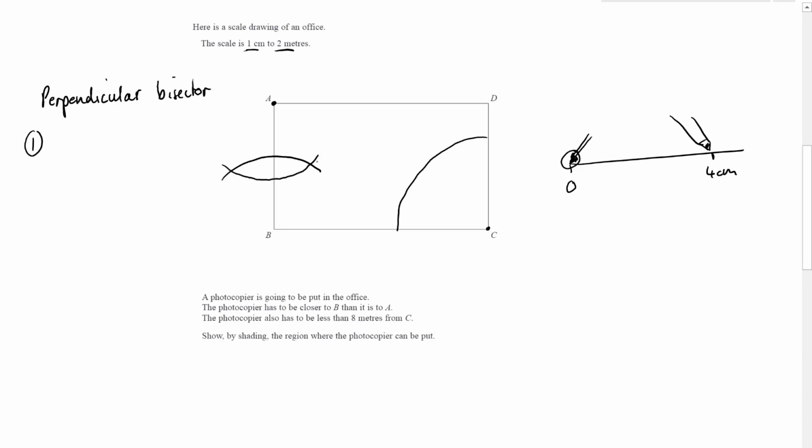And you can see that these 2 points are going to form a straight line. So if you form a line that goes through here, and I'm going to extend it all the way across, it means that everything on this side of the line is closer to B than it is to A. So we know that the photocopier has to be below this line, but it also has to be less than 8 meters from C. So it has to fit into this section here, because it has to be within the circle, but also below the line that we've just drawn as the perpendicular bisector.